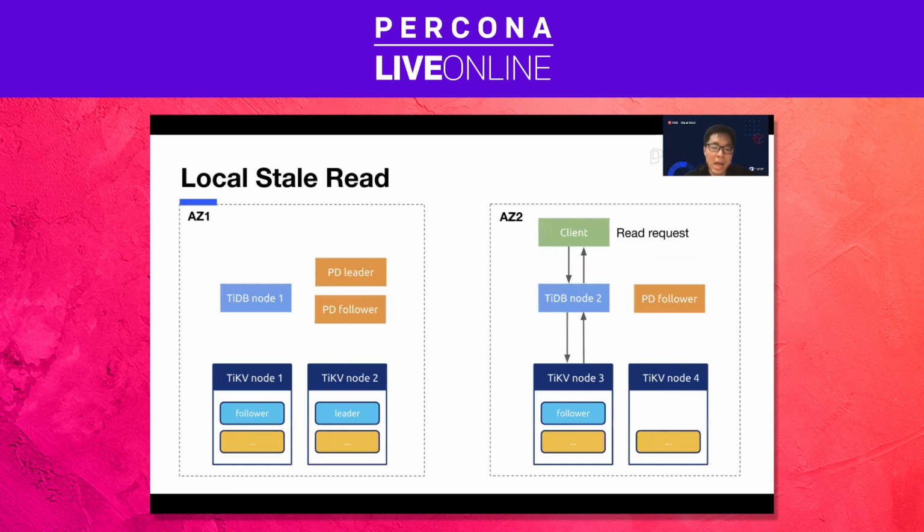Let's take a look at the topology. When a client in AZ2 visits TiDB node 2, the TiDB simply accesses the TiKV node which resides in the current AZ, even if it only has a follower replica.